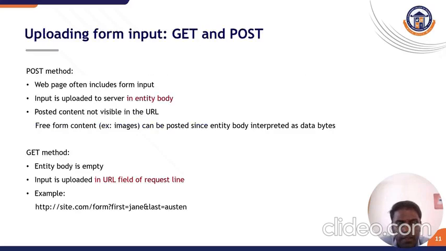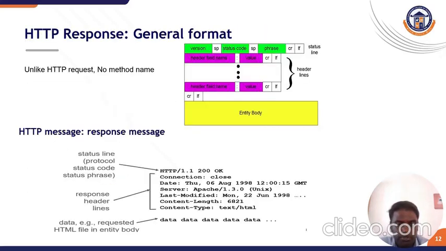Next one is uploading form input, GET and POST. In the POST method, a web page often includes form input. Input is uploaded to the server in the entity body, and the POST content is not visible in the URL. Free of content restrictions, for example images can be posted, as the entity body is interpreted as data bytes. GET method: the body is empty. Input is uploaded in the URL field of the request line. Example: http://site.com/form, and this is a sample one. So likewise we can see whatever the actual ones will be.